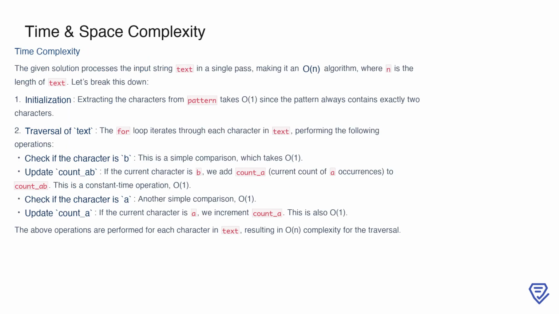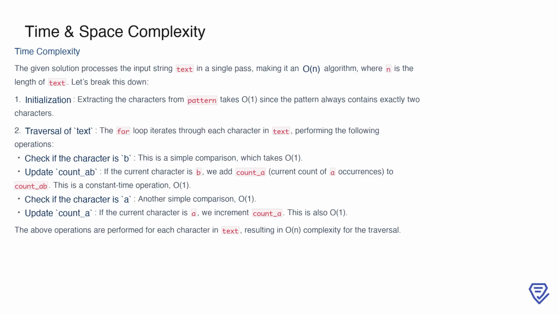To analyze the time complexity of our solution, we observe that the algorithm processes the input string text in a single pass, which makes it O(n), where n is the length of the string. Let's break this down step by step. First, initializing the characters from the pattern takes constant time, O(1), since the pattern always contains exactly 2 characters.